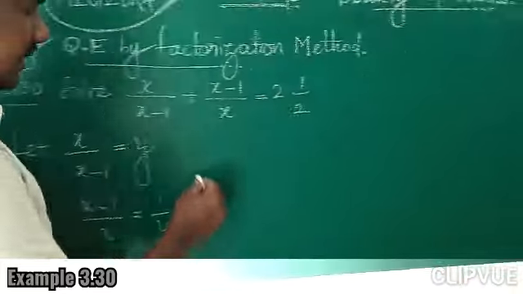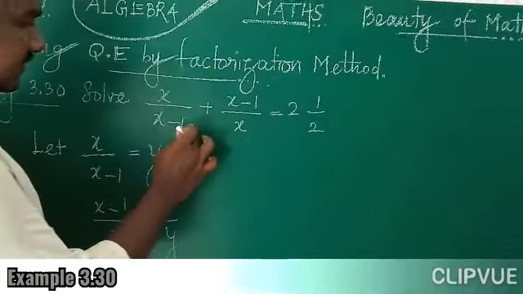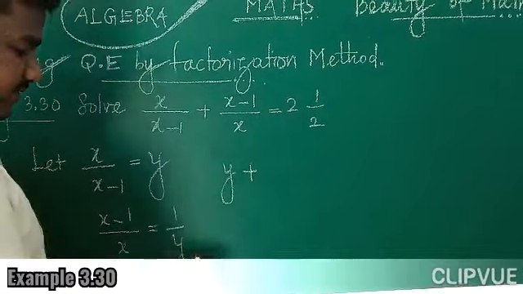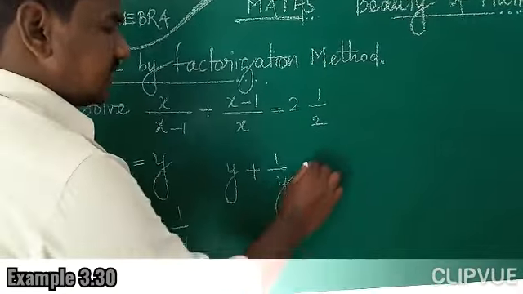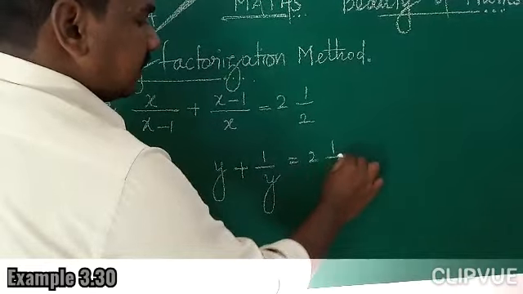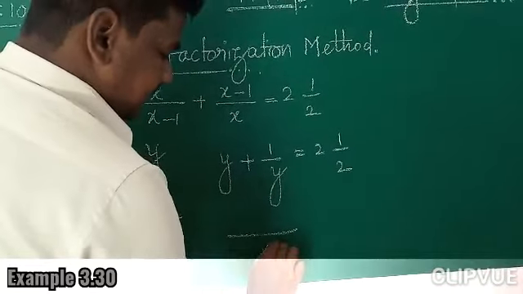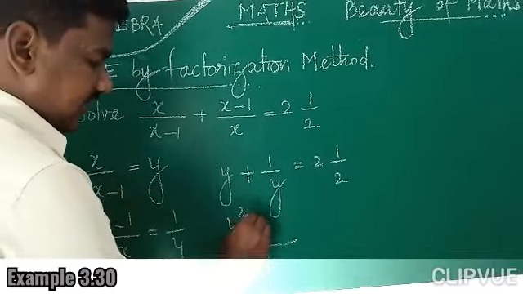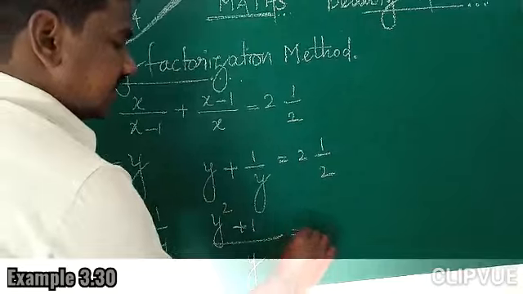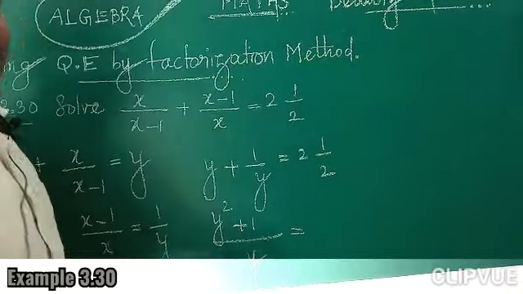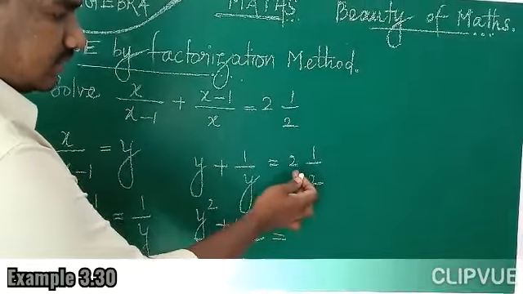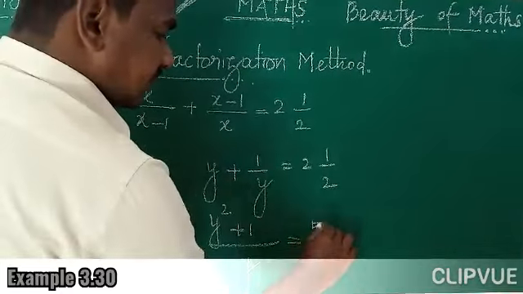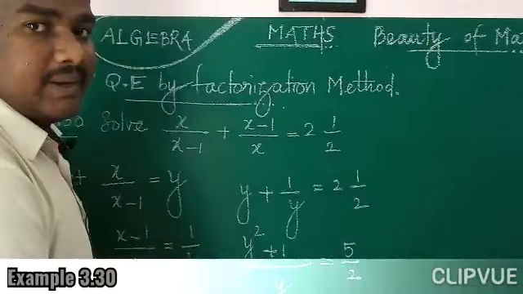Now we assign the values. So x by x minus 1 is equal to y, plus x minus 1 by x is equal to 1 by y, which is equal to 2 into 1 by 2. Simplify it. LCM is y. So we want to multiply it by y. So y square plus 1, which is equal to, convert into improper fraction. So first multiply this one into this one. 2 into 2, 4. 4 plus 1 is equal to 5. 5 by 2.